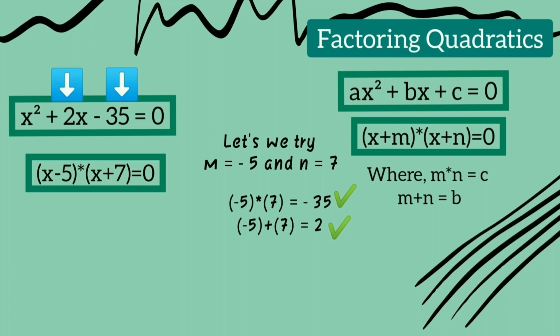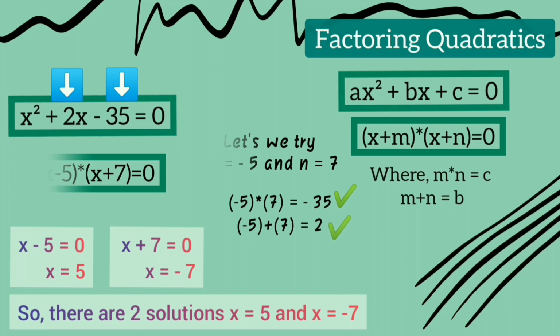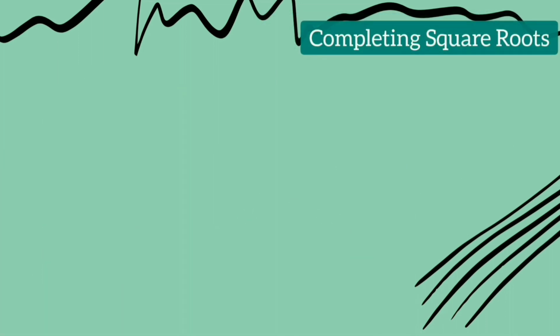And then we must find the value of x. This is the value of x. So the value of x is 5 and negative 7. Okay, let's try the second way to solve a quadratic equation, which is completing the square.